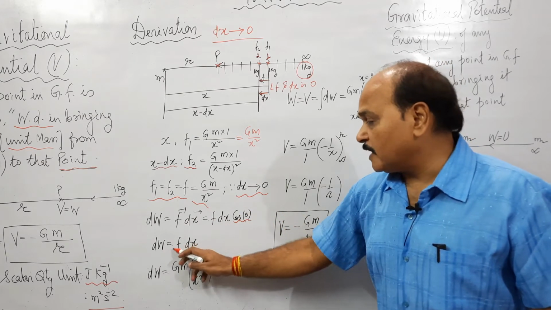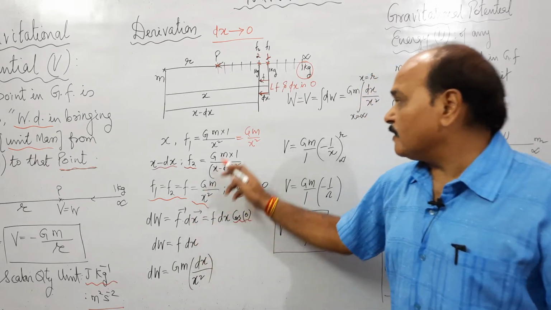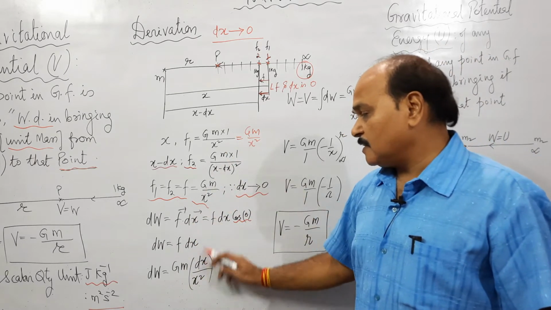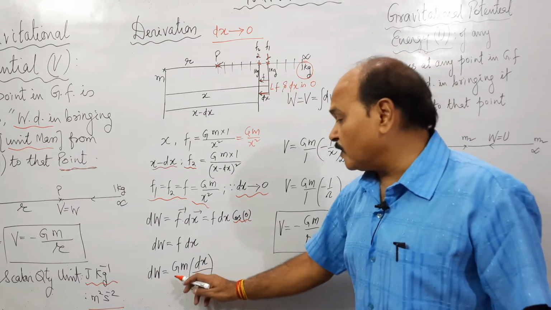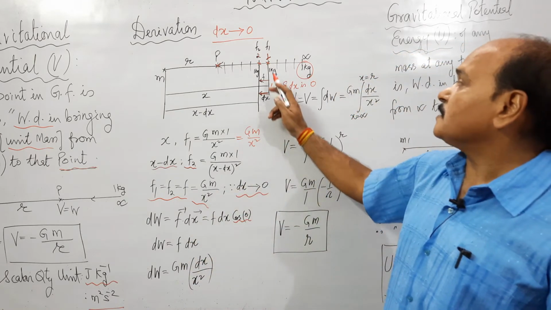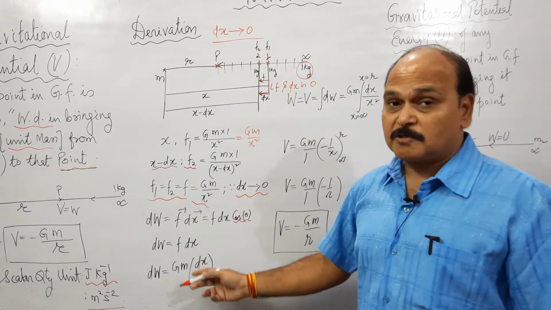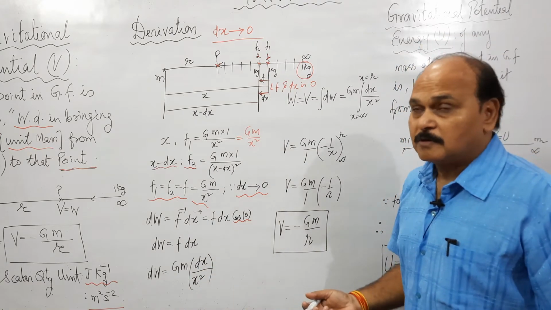So the work done is F dx. What is F? F is Gm by x square. Gm by x square, dx is written as it is. So this is the work done as 1 kilogram mass moves from 1 to 2. And this is also infinitely small.